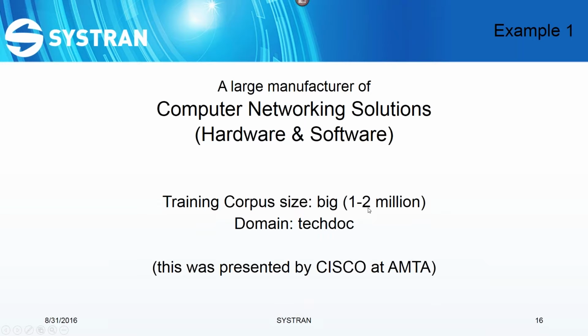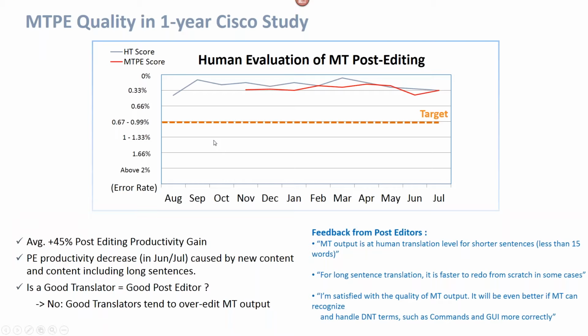Example number one was for a fairly large set, at the time 1 to 2 million sentences or segments. They are now at about 3.5 million, I think, for that particular language. And this was presented by Cisco at AMTA, so this is public knowledge. This was a one-year review or project to evaluate the impact of using MT inside their existing workflow for human evaluation. And there were a lot of good surprises.